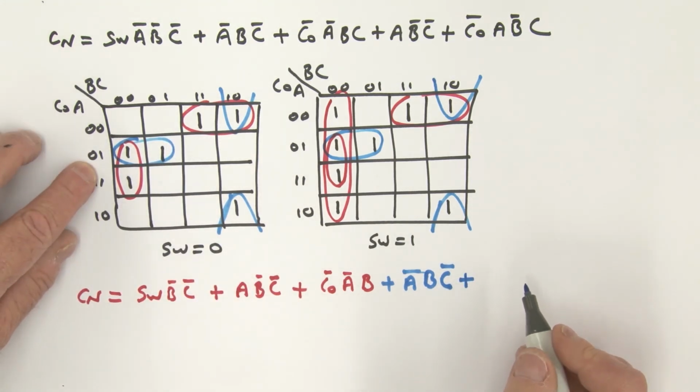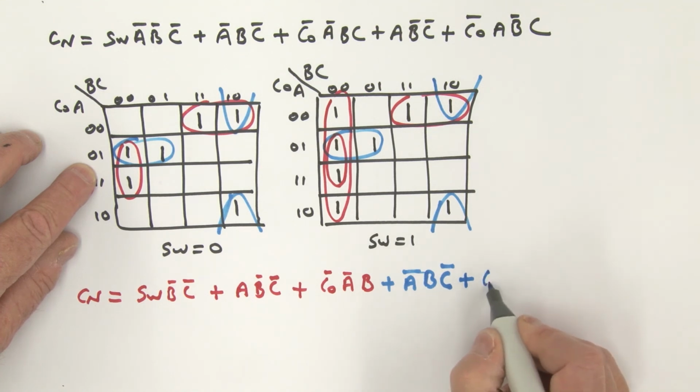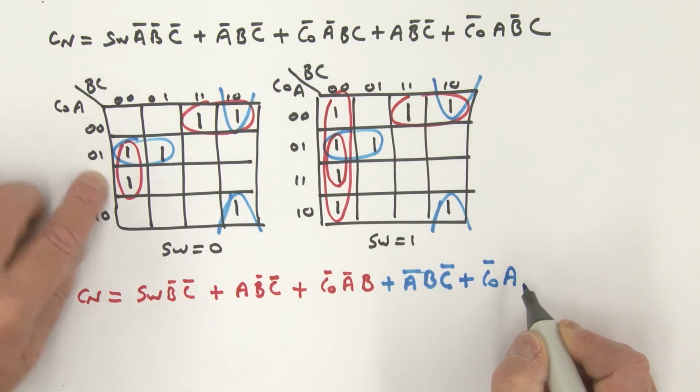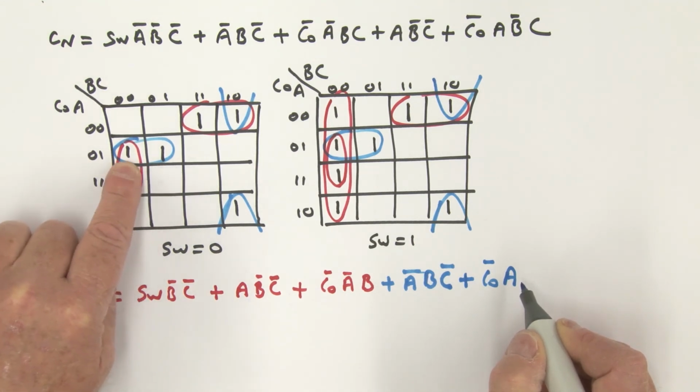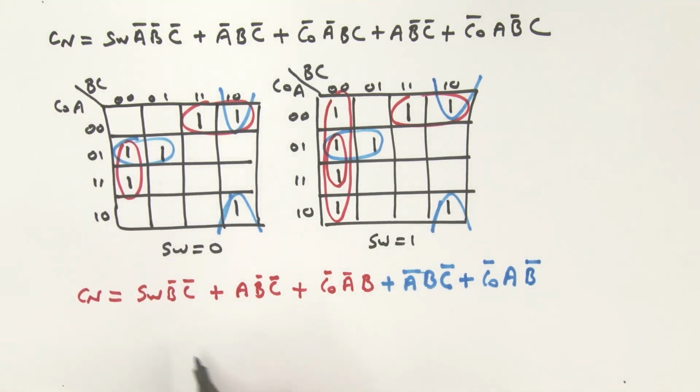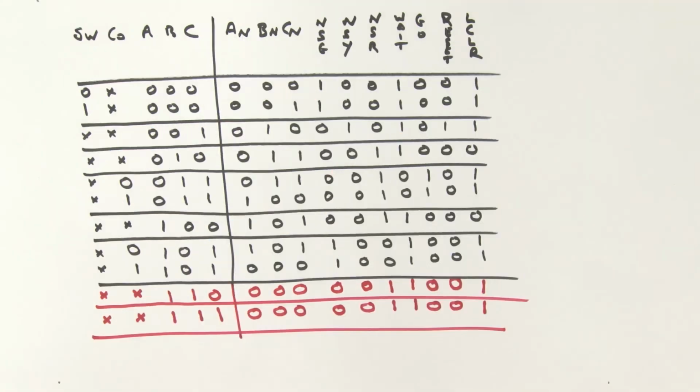And what do we read off? We've got CO bar, and that's an A, isn't it? And what do we have common over here? We have B bar as a common. Okay, so there is our somewhat reduced Boolean equation.